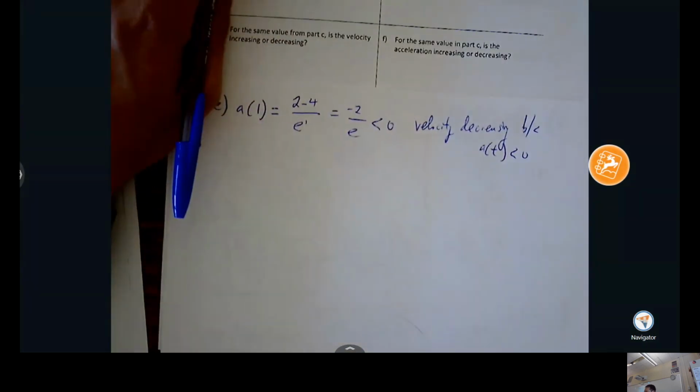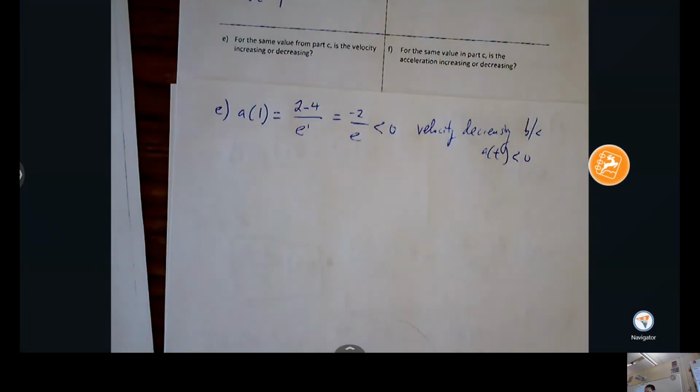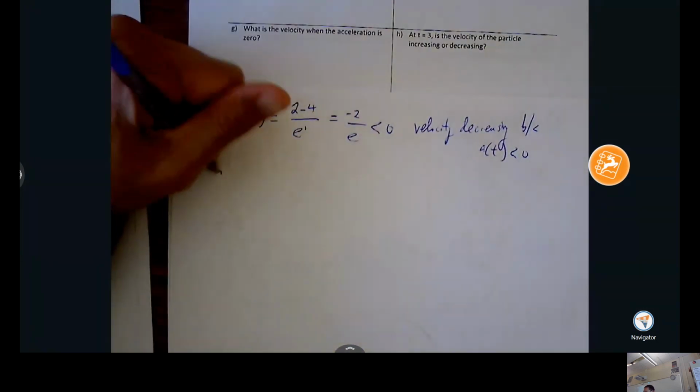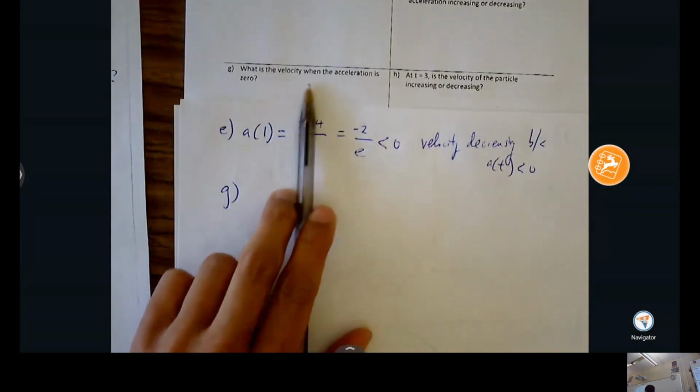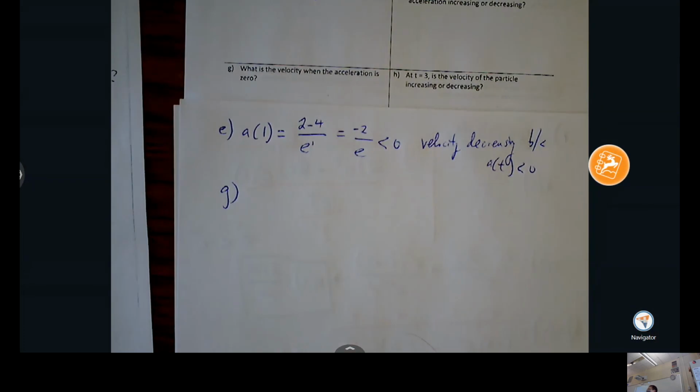All right, yeah, let's skip F. Let's go to G. What is the velocity when acceleration is 0? This is the 2-part problem here. How would you begin this process? Acceleration 0. Okay, so how would you set that up?